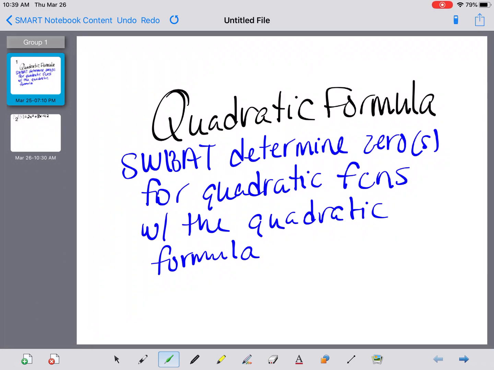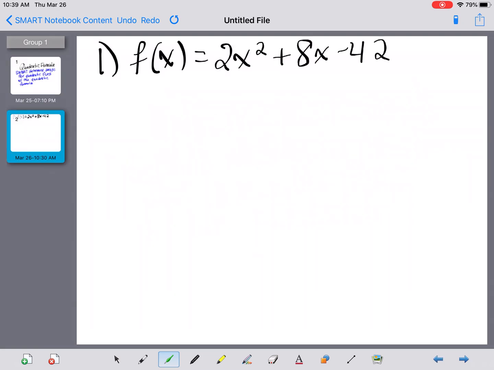In this video, I'm going to show you how to use the quadratic formula in order to determine zeros for quadratic functions. In the example that we're looking at right now, f of x equals 2x squared plus 8x minus 42. The first thing that we're going to want to do is take a look at our formula. So let's write out our formula, which will be given to you on all assessments.